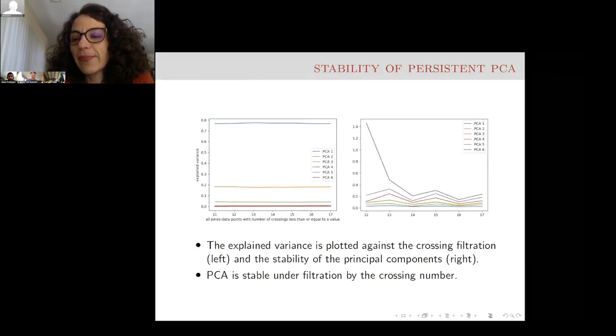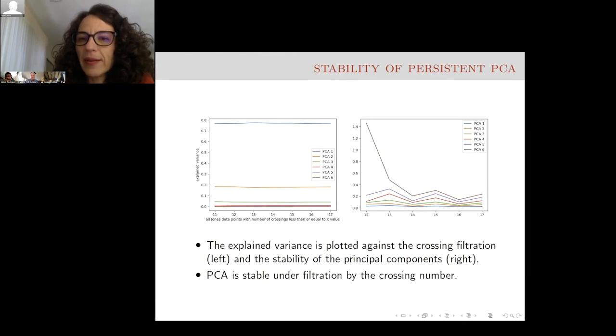One question by Kenneth Millett, Radmila. Hi, Ken. Okay. For a fixed number of crossings, does your analysis show alternating knots are more complex than non-alternating knots?